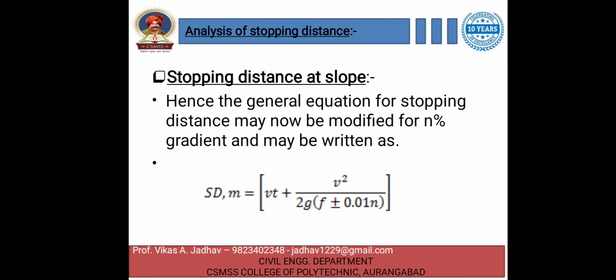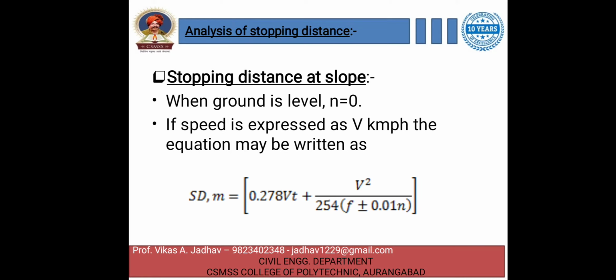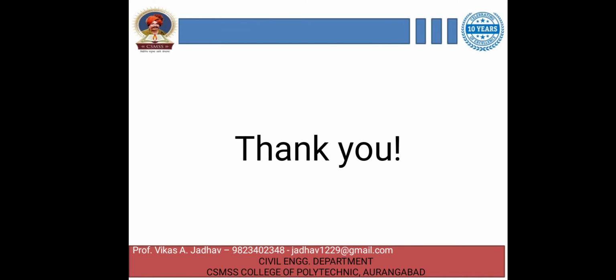Hence the general equation for stopping distance may now be modified for n% gradient, and it may be written as SD, stopping sight distance, is equal to vt plus v square upon 2g into bracket f plus minus 0.01n. When the ground is level and n is equal to 0, if speed is expressed as v kilometers per hour, then the equation may be written as SD is equal to 0.278 vt plus v square upon 2 into 254 into bracket f plus minus 0.01n. In this way you can find the stopping distance.